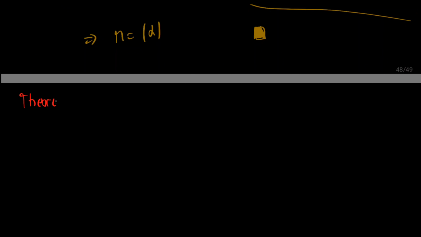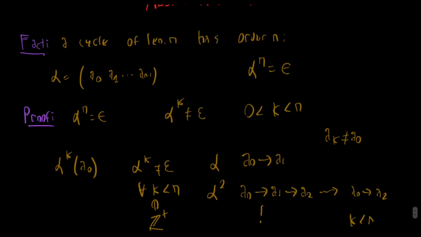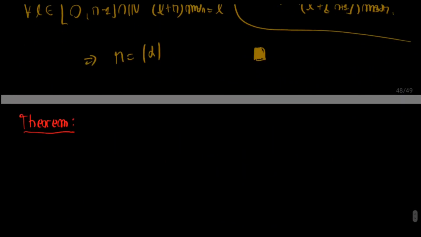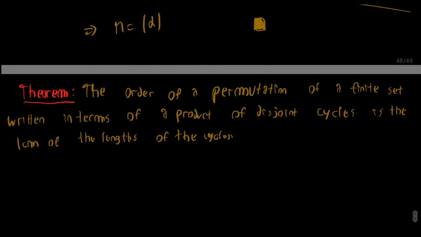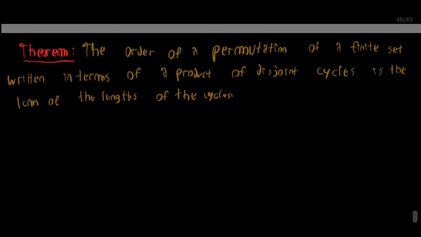This theorem tells us some stuff about the order of permutations, because before we proved this fact about the order of cycles of length n. But now we will prove a fact about permutations. In particular, we will say that the order of a permutation of a finite set, written in terms of a product of disjoint cycles, we've seen how we can do that in the last video, is the LCM, the least common multiple, of the lengths of the cycles.